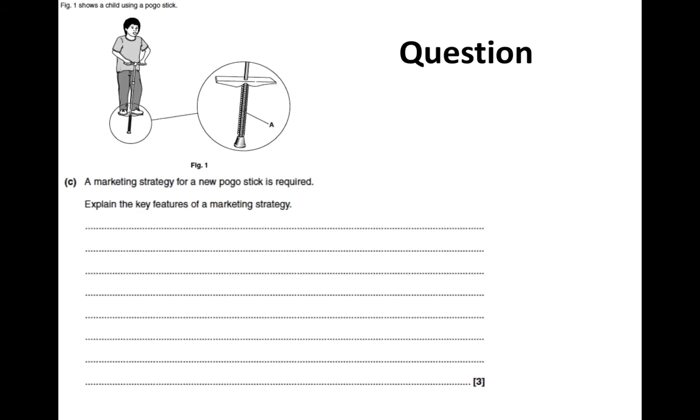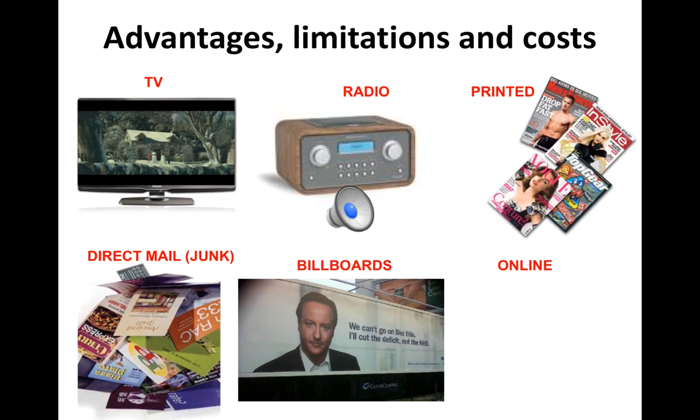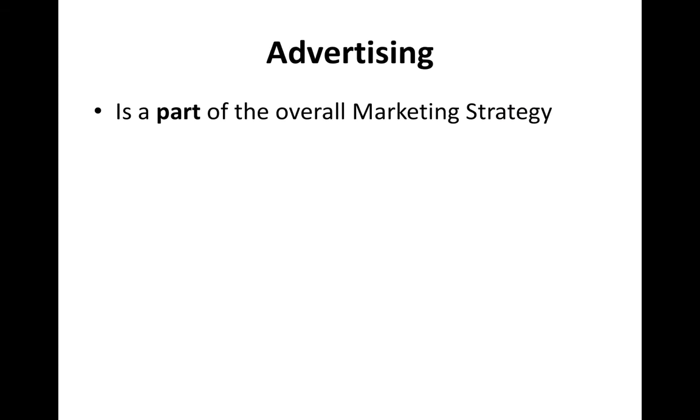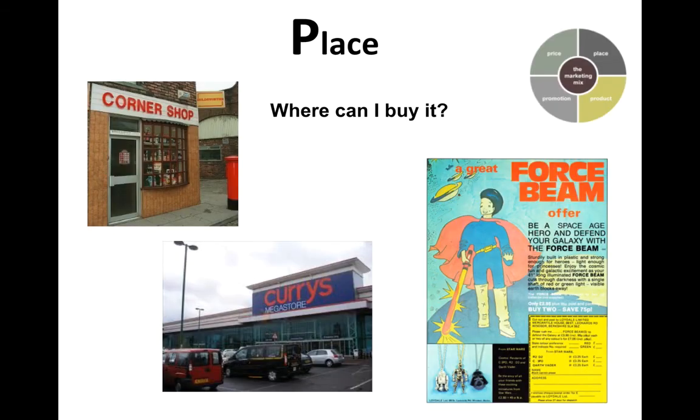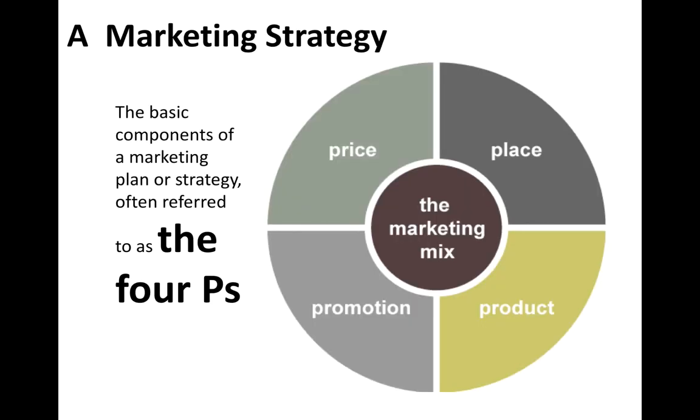Okay, so you're now in a position to hopefully answer this typical exam question. Okay, so a marketing strategy for a new pogo stick is required. So can you explain the key features of a marketing strategy? Okay, which is basically going back to that. Alright, good luck with that.